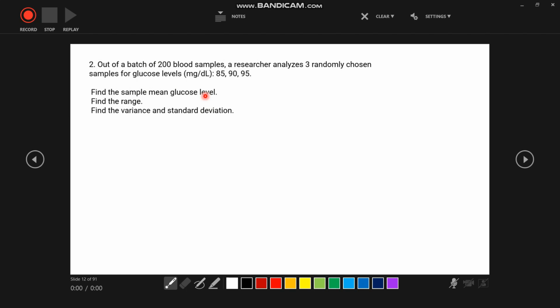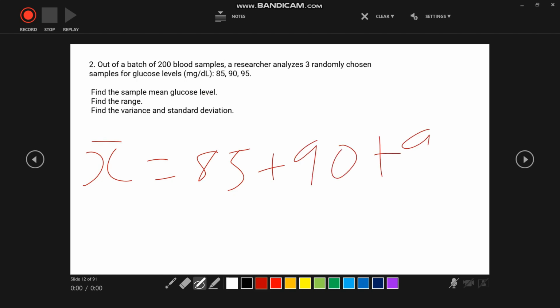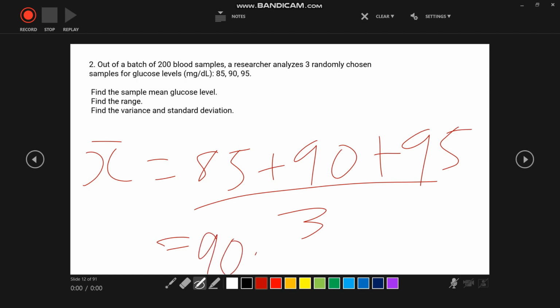The question asks us to find the sample mean glucose level, the range, the variance, and standard deviation. So the mean, our x bar, will be 85 plus 90 plus 95 divided by 3, and this will give us 90 mg per dl. So this is the sample mean glucose level.